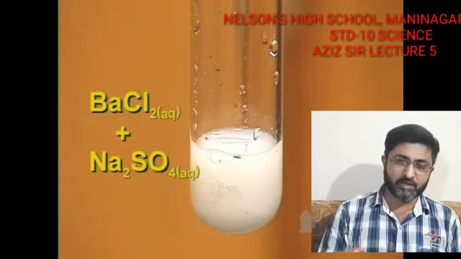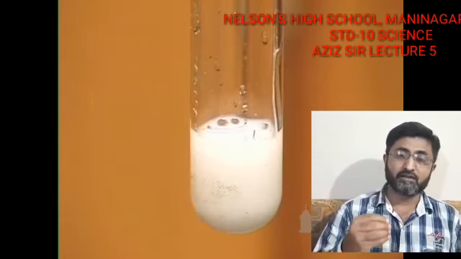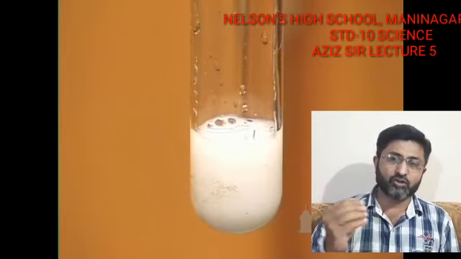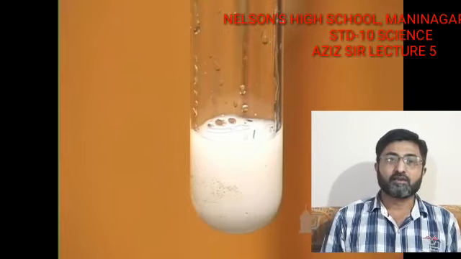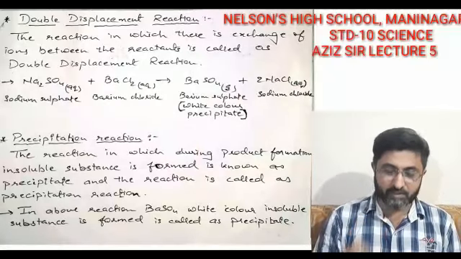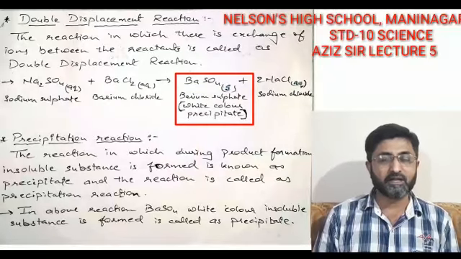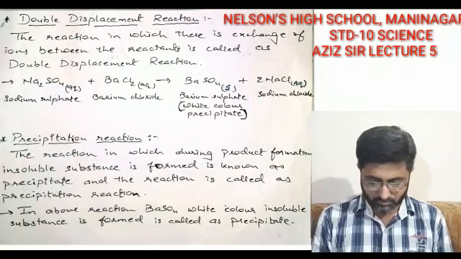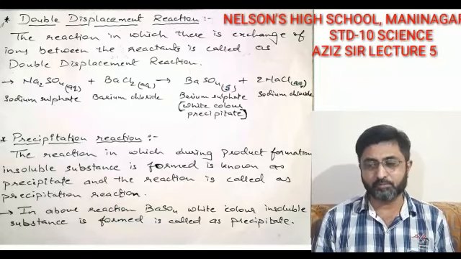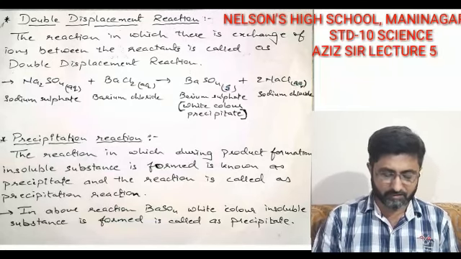So what is a precipitate? A precipitate is nothing but a product which is an insoluble substance, and the reaction is called a precipitation. So the product formed in this particular reaction is barium sulfate, BaSO4, a white color substance. So this white color substance is formed as a precipitate in this particular reaction.